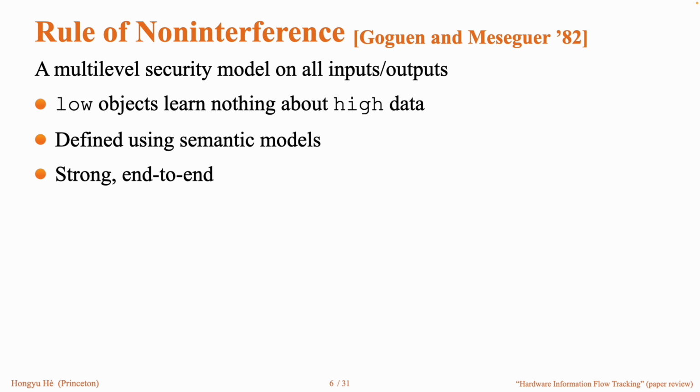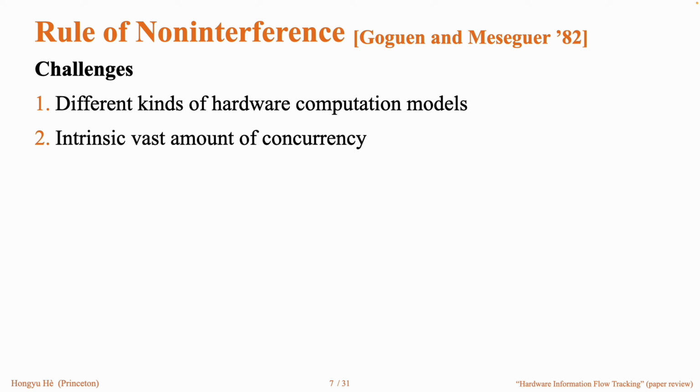The paper also introduced a couple of challenges of this non-interference flow. The first one is that you have various very different types of computations performed by different hardware models. And in hardware design, we not only have time, but we also have space. Everything is working in parallel intrinsically. So tracking all the different things happening at the same time is very difficult.